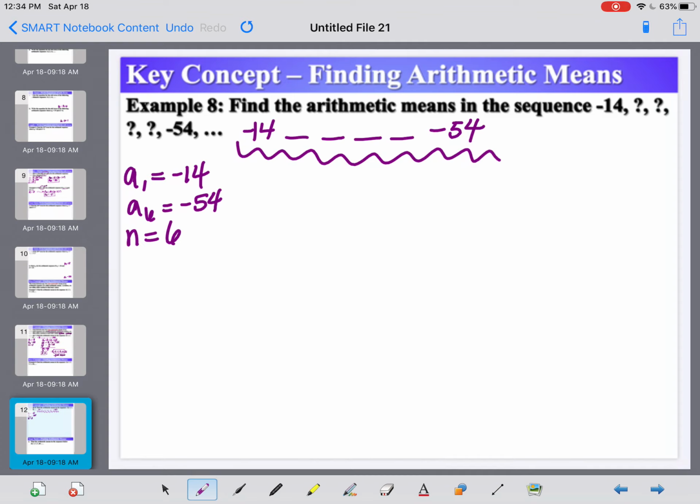Make sure that you know what that information means and that you can write it down. Okay, were you able to translate that into a sub 1 equals negative 14, a sub 6 equals negative 54, and n equals 6? If you were, great. If you were not, you want to pause your video right now and ask questions to make sure that we can arrive there. So now we're going to plug all of this into our formula.